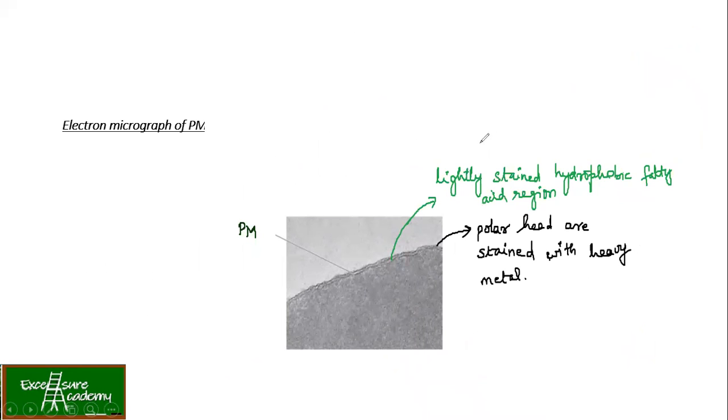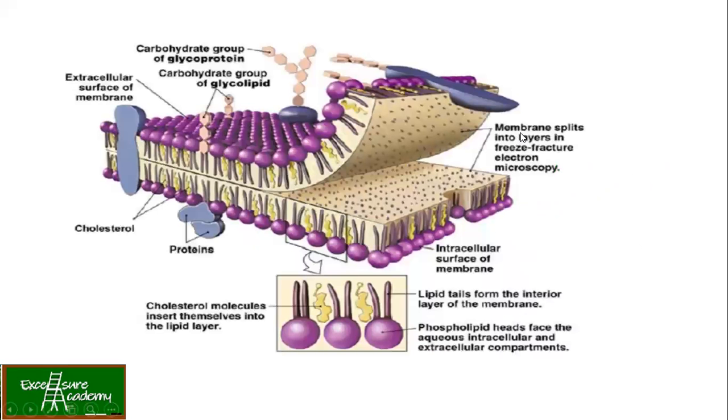See if I draw it like this. So this polar head like this, they were stained heavily, and the inside region, the hydrophobic region, was stained light, and that's why you can see two lines going like this. Hence it was concluded that the plasma membrane is made up of a bilayer. Okay, clear?